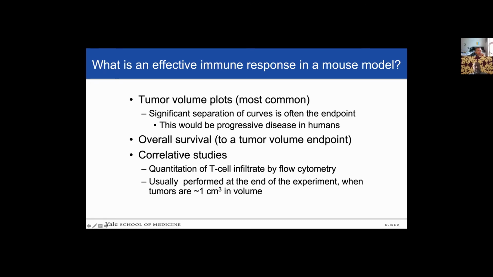And a lot of correlative studies get done, for instance, quantitating T cell infiltrates by flow cytometry. A lot of times people are obsessed with getting enough events and cells for flow, so the tumor is typically ulcerated and larger than a centimeter, even if a centimeter was their legal volume limit, because they can extract a lot of material. But that probably is a really bad time point to look at and doesn't really tell you a lot.